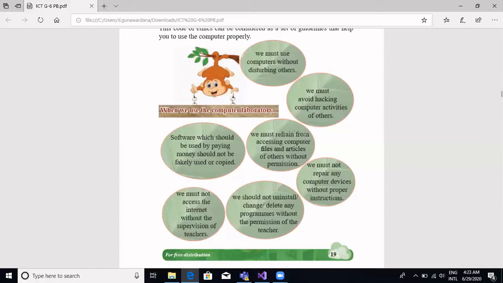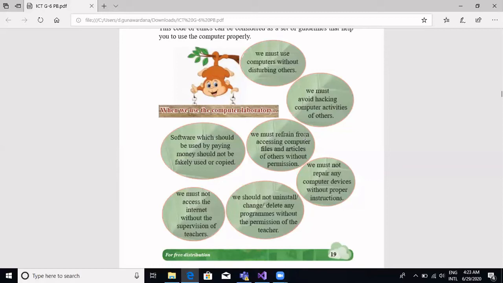We should not uninstall, change, delete, or even install software on the computers, especially in the lab, without the permission of the teacher. Why did I say installation? Because you may be installing a virus itself. You don't know sometimes. Okay.